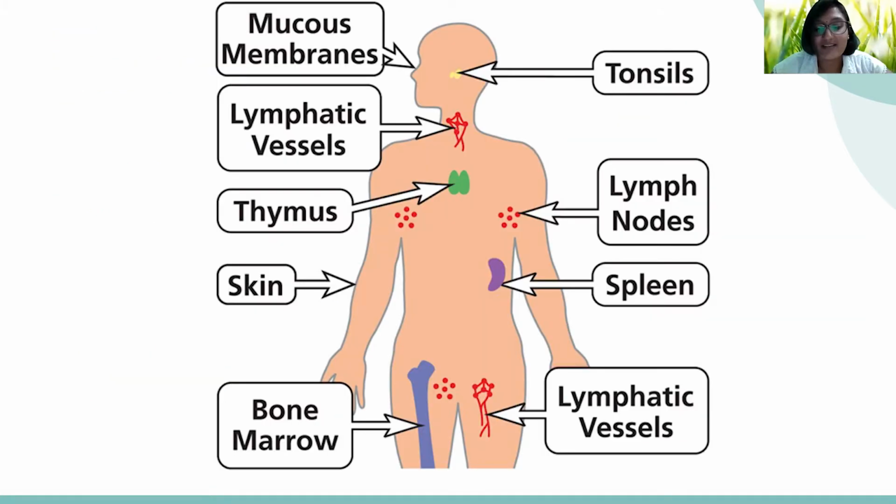What actually is it, and how does immune get secreted? What are the organs that secrete our immune system? Well, the first will be the mucous membrane and our nasal, then lymphatic vessels, thymus, from our skin, bone marrow, from tonsils, lymph nodes, spleen. These are the main organs which secrete immune in our body.